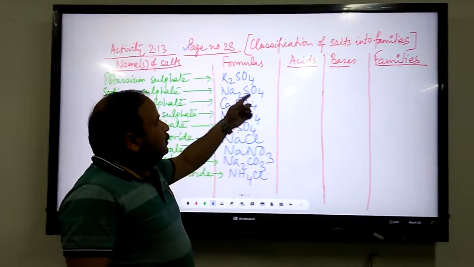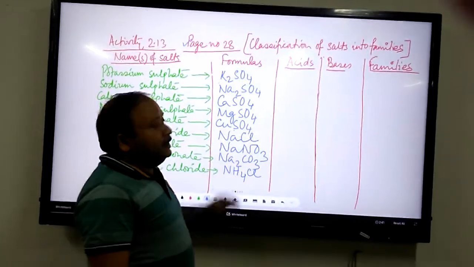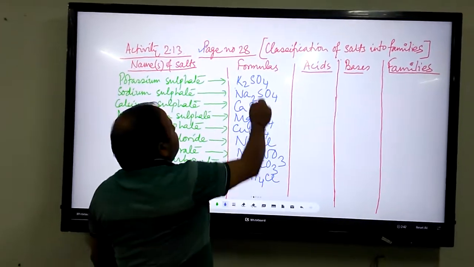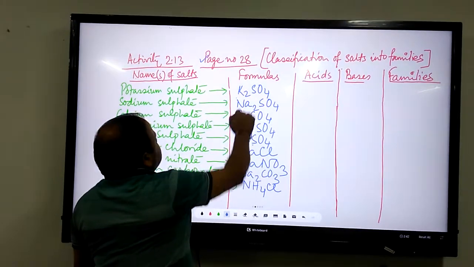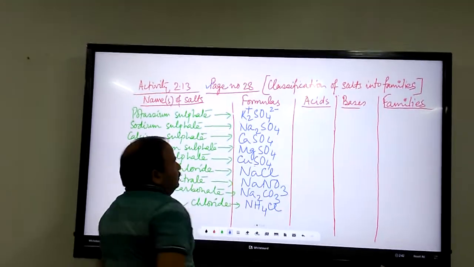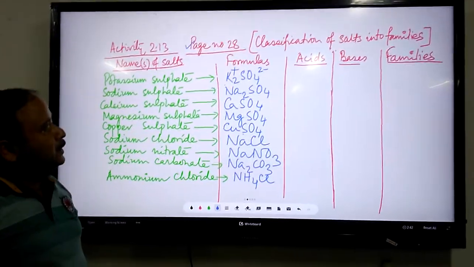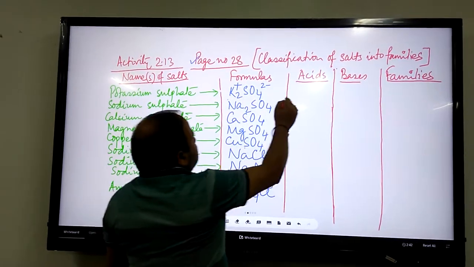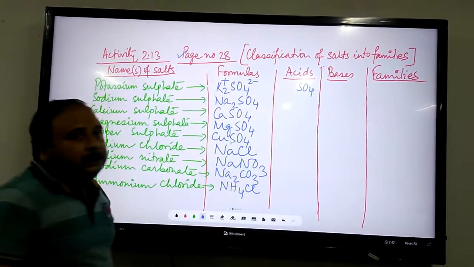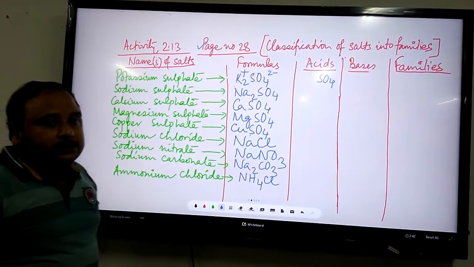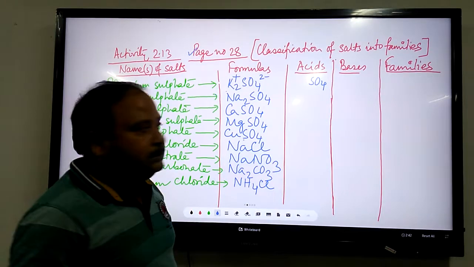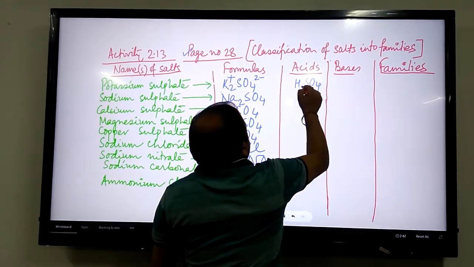When you want to write down the name of the acid and the bases, you need to follow some technique. Suppose you want to write down the name of the acid, then you consider the negative part of the salt. Suppose in this salt potassium sulfate, the negative part is the sulfate radical and the positive part is the K plus ion. When you want to write down the name of the acid, you write down the negative radical first. The charge on this negative radical is 2 minus. In order to neutralize the charge on this sulfate radical, you need 2 hydrogen ions. So the formula of this acid will be H2SO4.